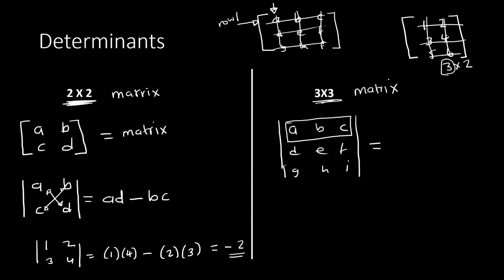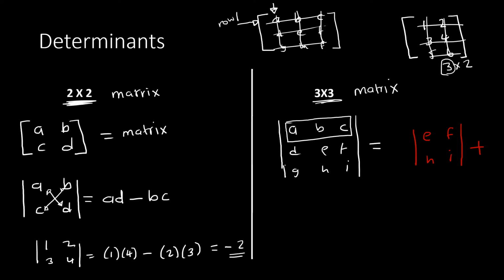For the first one, let me use a red color. If I cancel column 1, do you see what I'm left with? I'm left with E, F, H, I. You put it in a determinant box like this: E, F, H, I. Then plus. Now I'm going to the second part. For the second part, I can use yellow color. I'm canceling row 2, but the easier way to deal with this is to erase this, because we'll have many colors there.